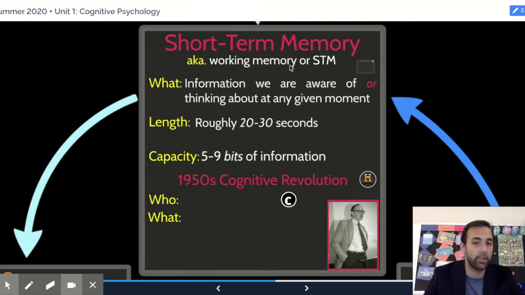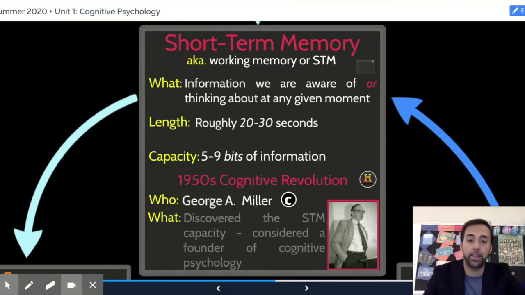8 is about the outer limits, though. If we were in class, we would continue this. We would try a trial with 12 numbers and even more than that. Occasionally, students using a technique or two can sometimes expand that. But in terms of raw individual information, it was discovered in the 1950s by George Miller that the capacity of your short-term memory is 5 to 9 bits of information.